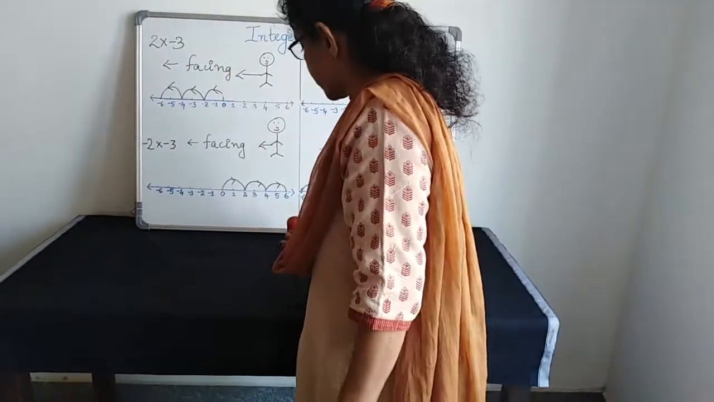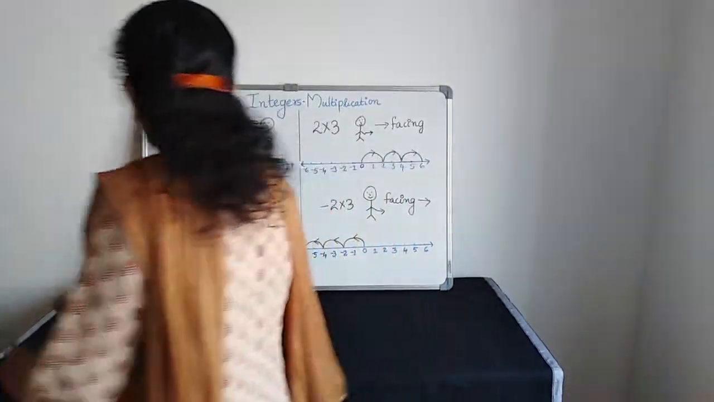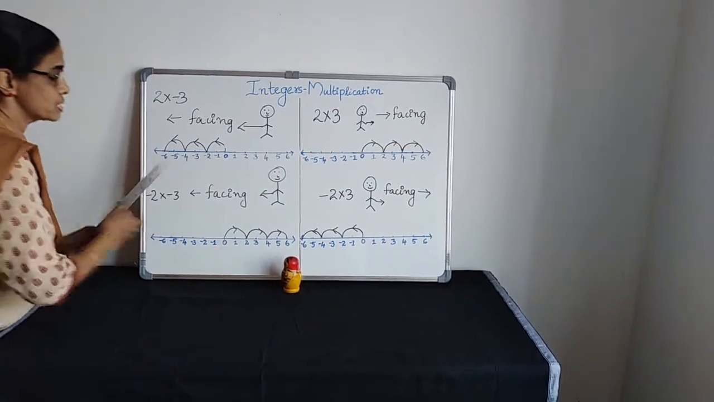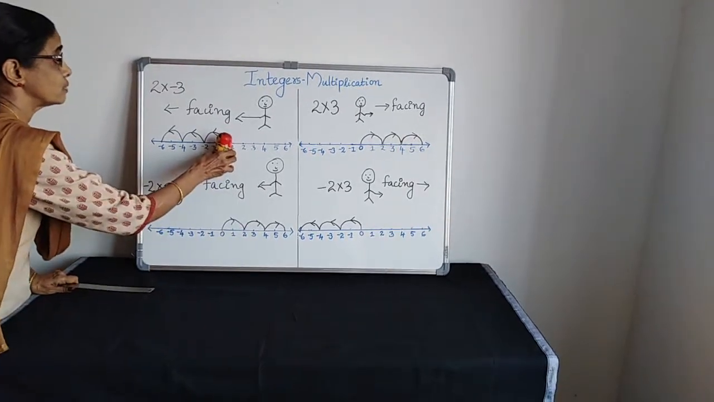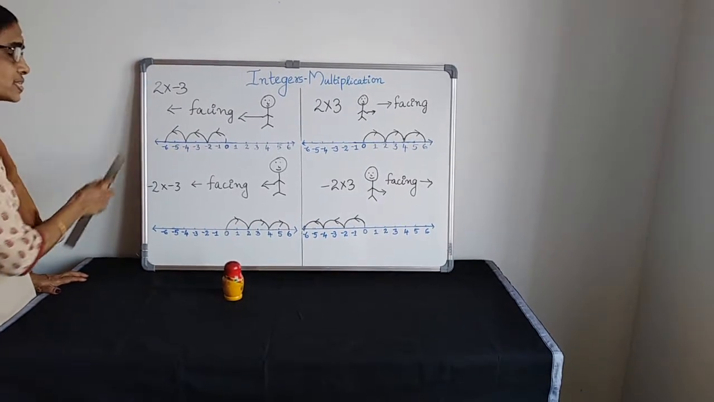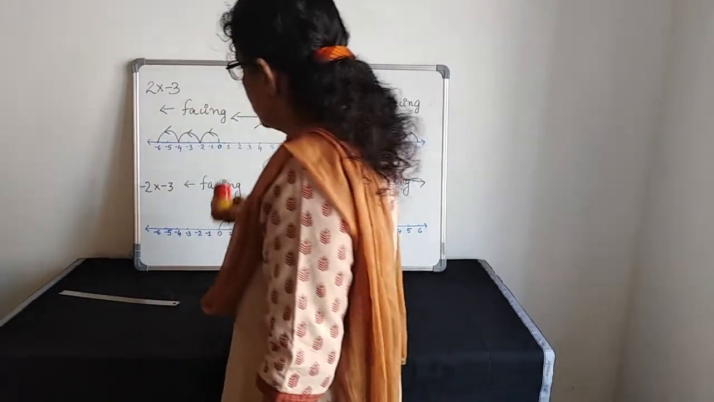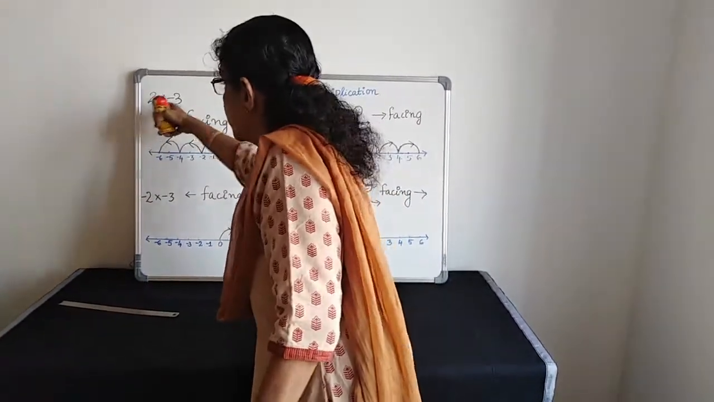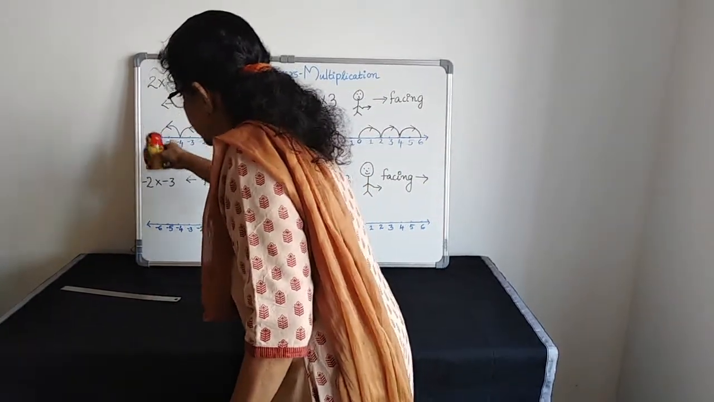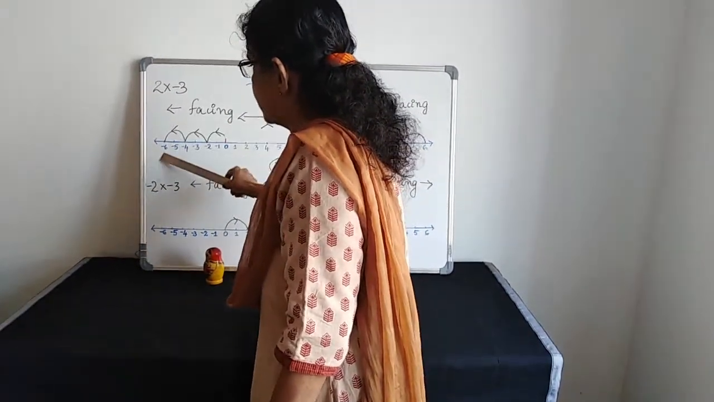Facing the negative direction, the doll is facing in the negative direction. The question is 2 into minus 3. Child is at 0. So you have to move 2 units in the same direction 3 times. Facing like this, moving 2 units 3 times: minus 2, minus 4, minus 6. Positive into negative, the result is negative.